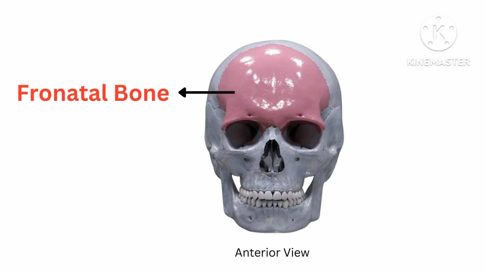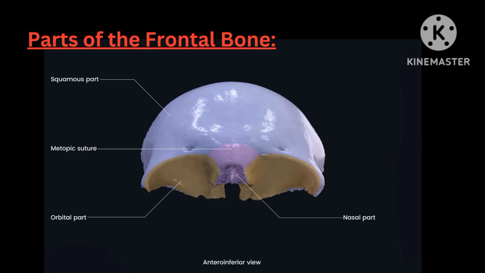Hello everyone. We are going to discuss the frontal bone in the human skull. The frontal bone is an unpaired bowl-shaped bone located in the forehead region. It contributes to forming the anterior part of the skull. The frontal bone lies superior to the nasal bones and anterior to the parietal bones.